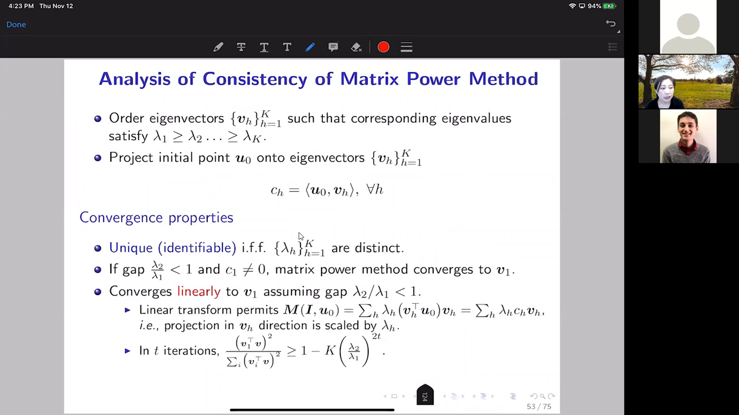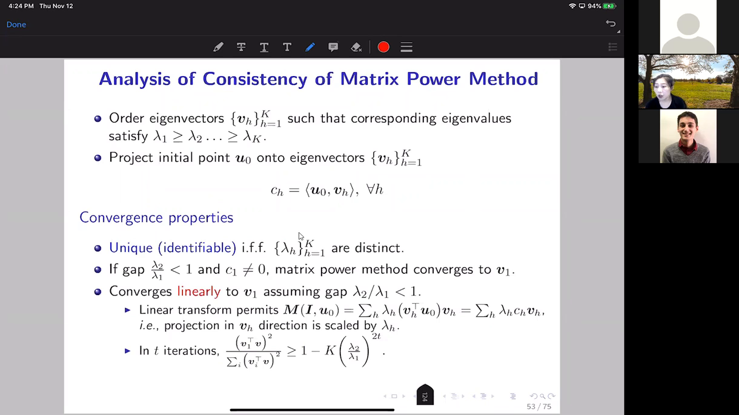And we want to project the initial point. This is where you initialize your power method, so it's U0. You want to project U0 onto the eigenvectors. Presumably your eigenvectors are now just an orthonormal basis of the space, so any point can be projected onto these orthonormal bases. So you can get a C_h that is the projection along the V_h direction. V_h is just the eigenvector basis. Okay, so you can get those projections.